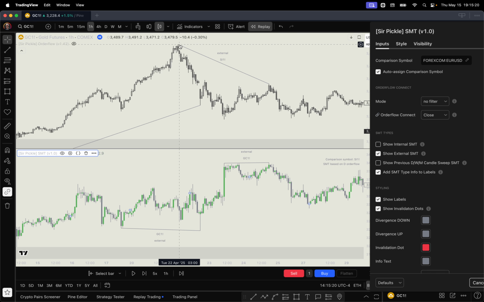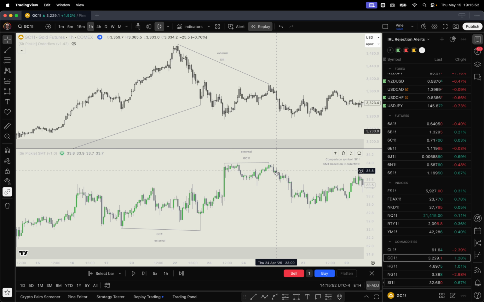We see here this line pointing downwards while this line is pointing upwards. It says here that it is external, so external SMT. That means we had an order flow leg starting from here. This is the origin point, the spring, the start of an order flow leg. And the previous order flow leg was liquidated here on the correlated asset. So on silver, we traded above this level, and on gold, we didn't.